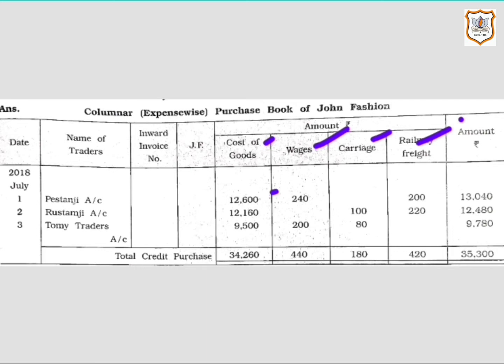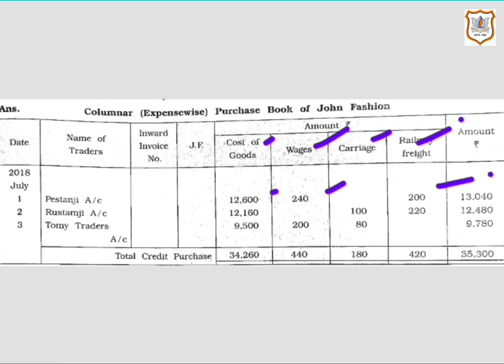So here we will record the first transaction in the subsidiary book. In the cost of goods column we will write 12,600, as goods of rupees 14,000 are purchased from P.N.AMERSEY at 10% trade discount. Then 240 will be recorded in the wages column, and railway freight, that is 200, in the railway freight column, and the total amount is 13,040.